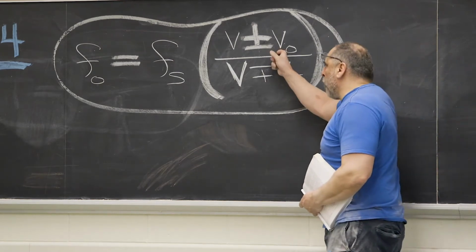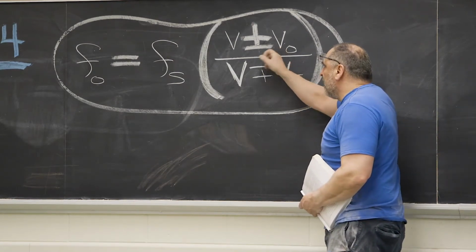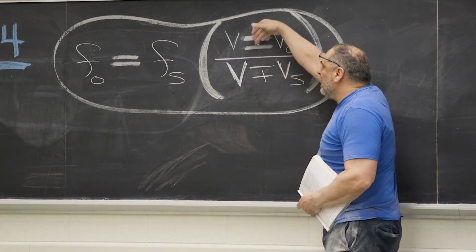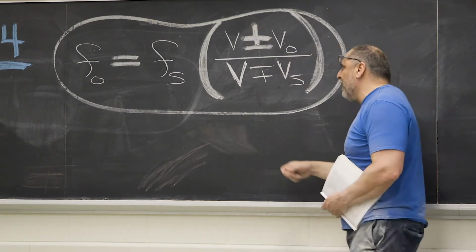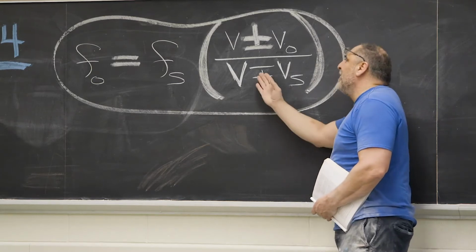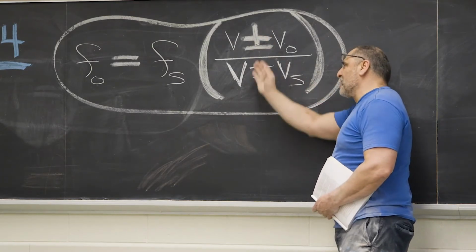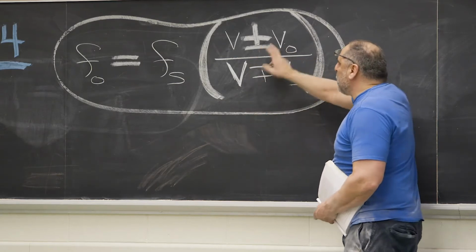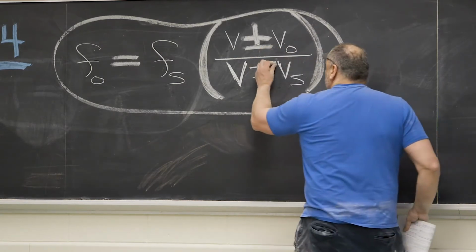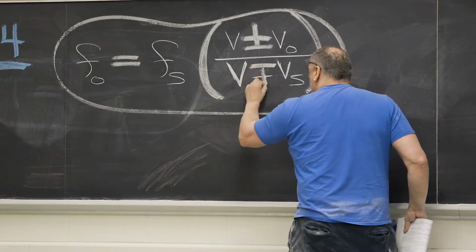Here, if you're running toward the source, it's plus on top, minus on top if you're running away from the source. Here, if the source is coming at you, it's minus. Kind of the opposite of what's going on here. It's minus. But if the source is running away from you, it's plus. That's why they write it like this, guys. That's why you see this in this particular fashion.